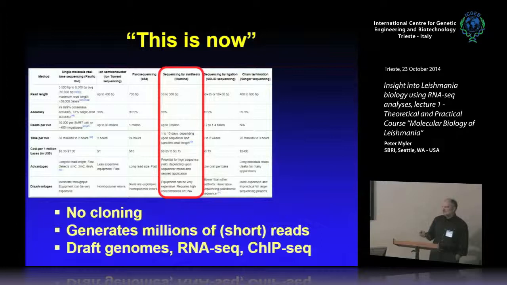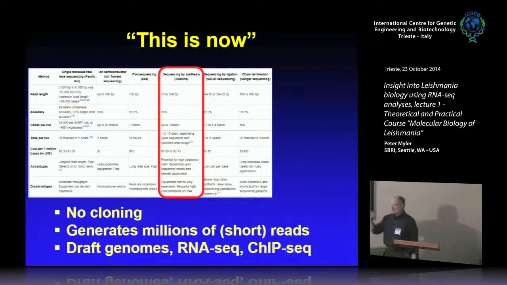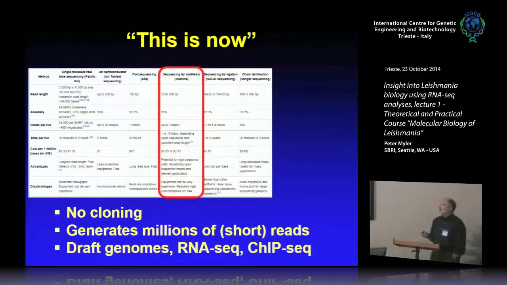You get a draft genome. This is also very useful for doing things like RNA-seq, where your point is not to try to get an entire closed genome, or ChIP-seq, chromatin immunoprecipitation sequencing. So basically now it's cheaper to sequence stuff than it is to investigate it in any other way.